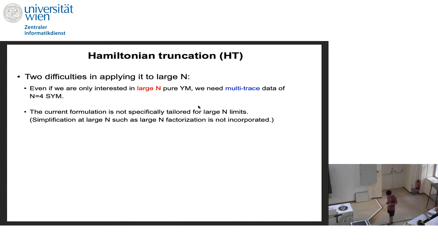However, there are two difficulties in applying this to the large n limit. The first difficulty is that even if we are only interested in the large n pure Yang-Mills, we actually need multi-trace data of N=4 super Yang-Mills, by which I mean the leading non-trivial multi-trace data. And the second problem is that the current formulation of the Hamiltonian truncation is not specifically tailored for the large n limit. In simplification at large n, such a large n factorization is not incorporated.